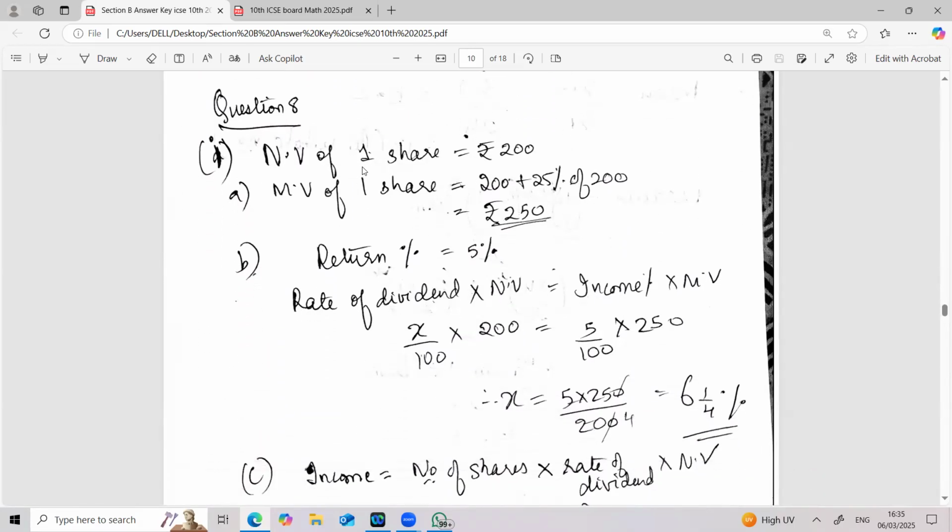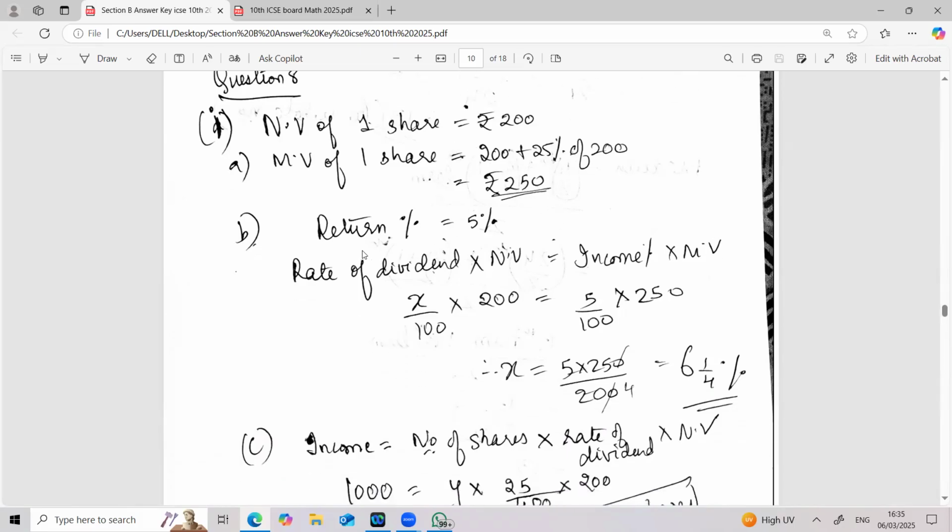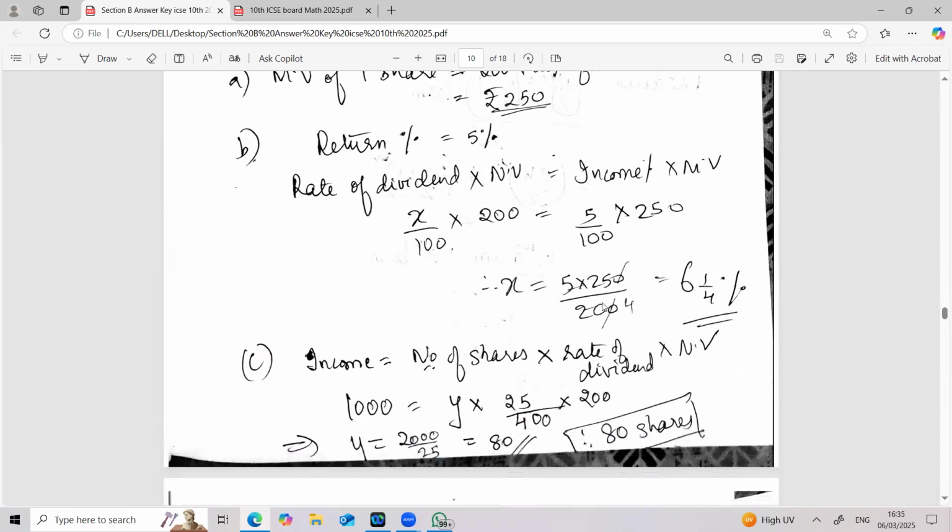This is a giveaway question. Nominal value. Market value is 25% above the nominal value, it seems. So you get 250. We use this shortcut formula: rate of dividend into nominal value is equal to income percent into market value. I ended up getting dividend percent as 6 1/4.